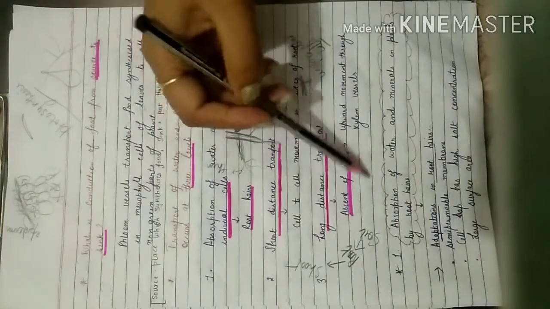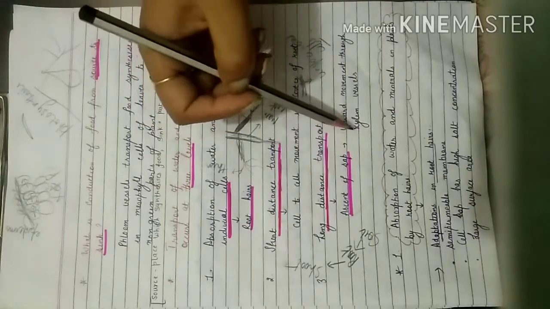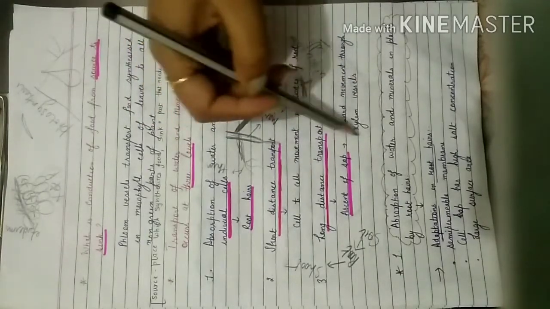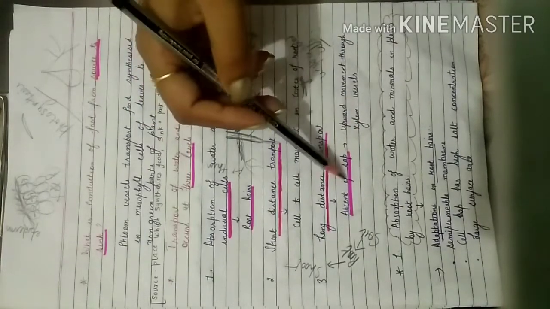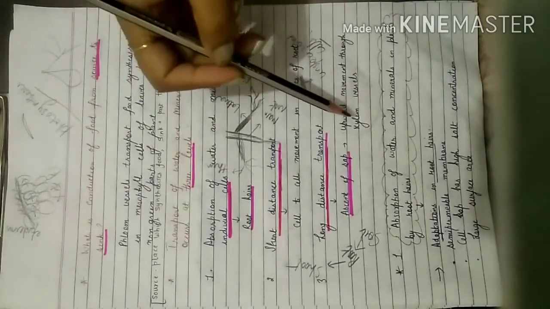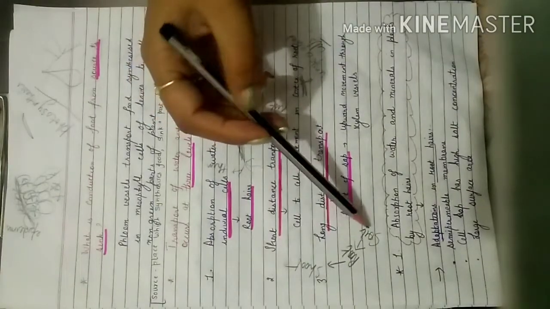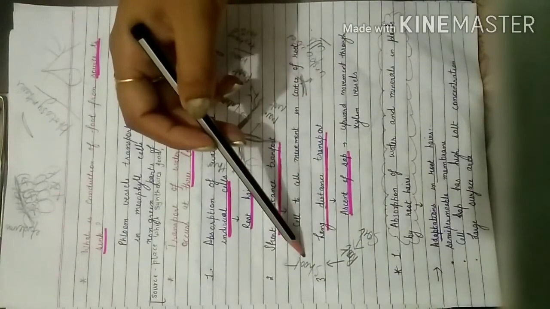So what do you mean by ascent of sap? It is upward movement of water, and it is through xylem vessels. Which cells are responsible for ascent of sap? That is xylem vessels. Xylem vessels are associated with the upward movement of water from root towards aerial parts of plant.